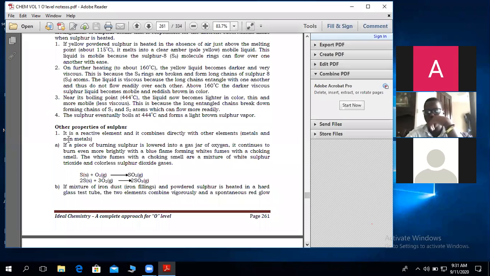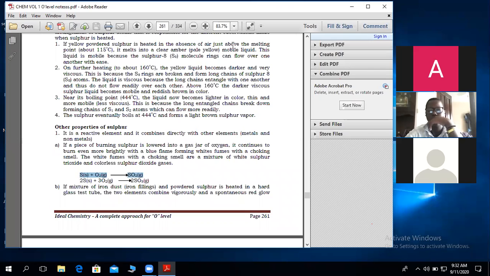So I will take you directly here. If a piece of burning sulfur is lowered in a gas jar containing oxygen, it continues to burn with a blue flame, forming white fumes of a choking smell. So the choking smell is sulfur dioxide. And usually when oxygen is not controlled, it goes on and forms sulfur trioxide. But this is the equation. So when we ask for the equation of sulfur burning in oxygen, we only want this one.